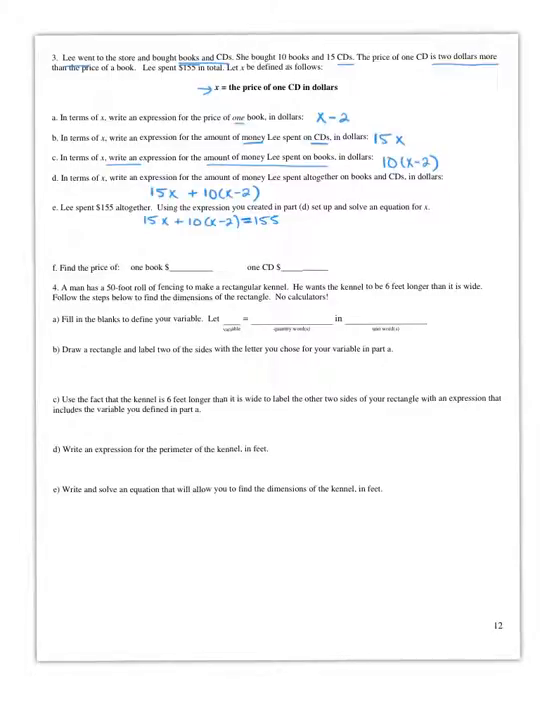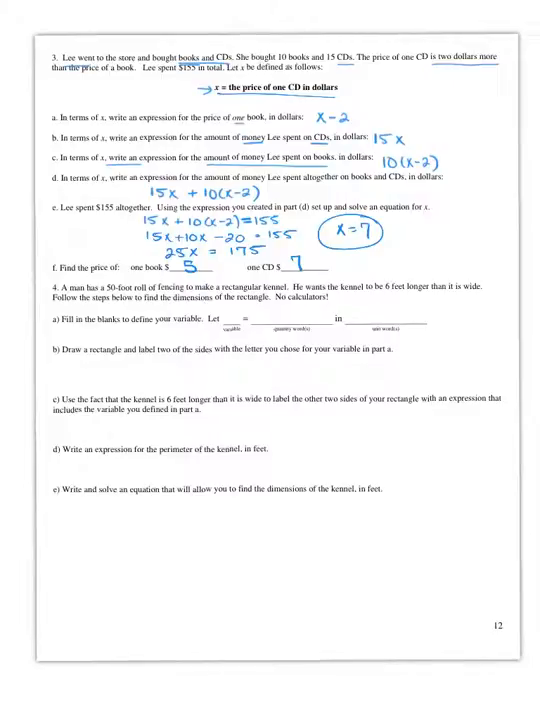Okay, so we're going to distribute the 10 first, and then combine our like terms. Divide both sides by 25, and we find that X is 7. In this problem, X was the price of a CD. So one CD costs $7, and a book costs $2 less, which is 5.